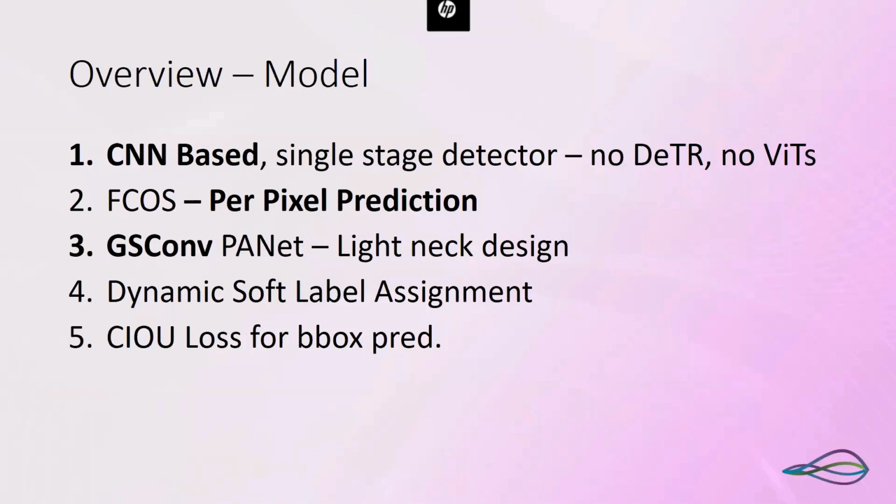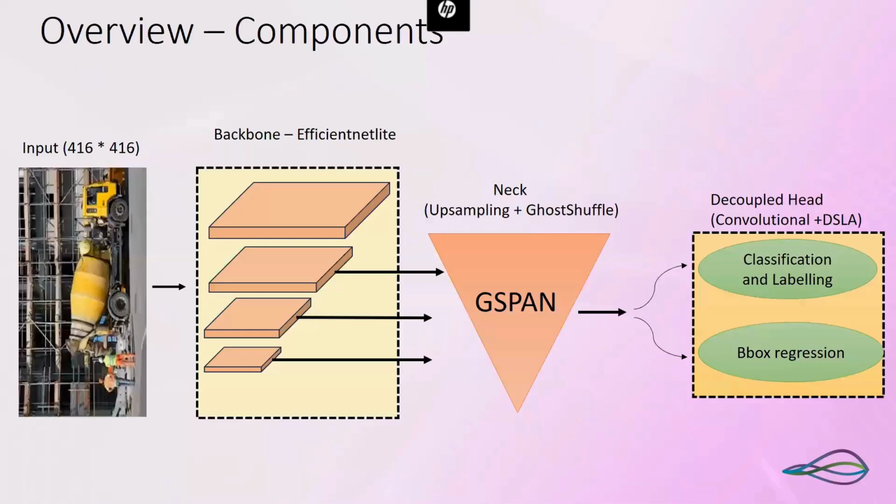Fourth, we use dynamic soft label assignment. That is, when I say, is this a pixel of interest or not, we are not relying on any human-predefined thresholds. It is totally dependent on the model output, the video feed, and it will at that very moment decide whether to classify this as a pixel of interest or not. Lastly, for bounding box regression, we have used Complete IoU loss. More on this on the next slide.